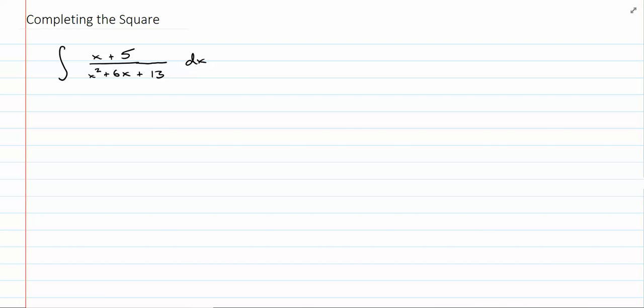Here's an example where we're trying to integrate a linear factor divided by a quadratic factor. So it's degree 1 over degree 2, so no long division needed. Normally we would try to factor the denominator, but this denominator is not factorable.